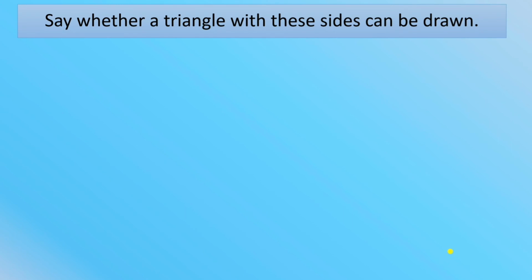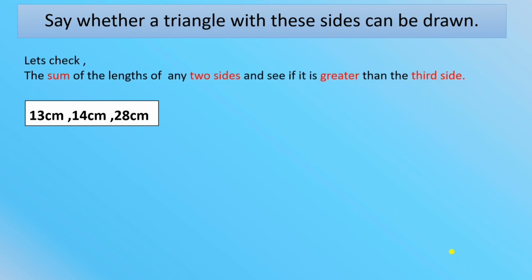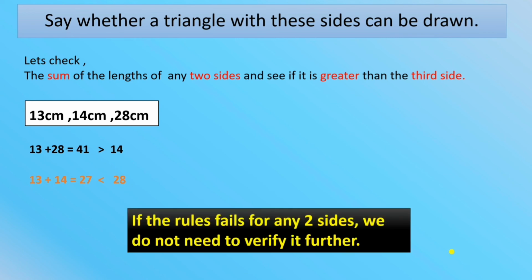Check if these are the possible lengths of a triangle: 13 cm, 14 cm and 28 cm. Let us check the sum of the lengths of any two sides and see if it is greater than the third side. 13 plus 28 is equal to 41, which is greater than 14. 13 plus 14 is equal to 27, which is less than 28. If the rule fails for any two sides, we do not need to verify it further.